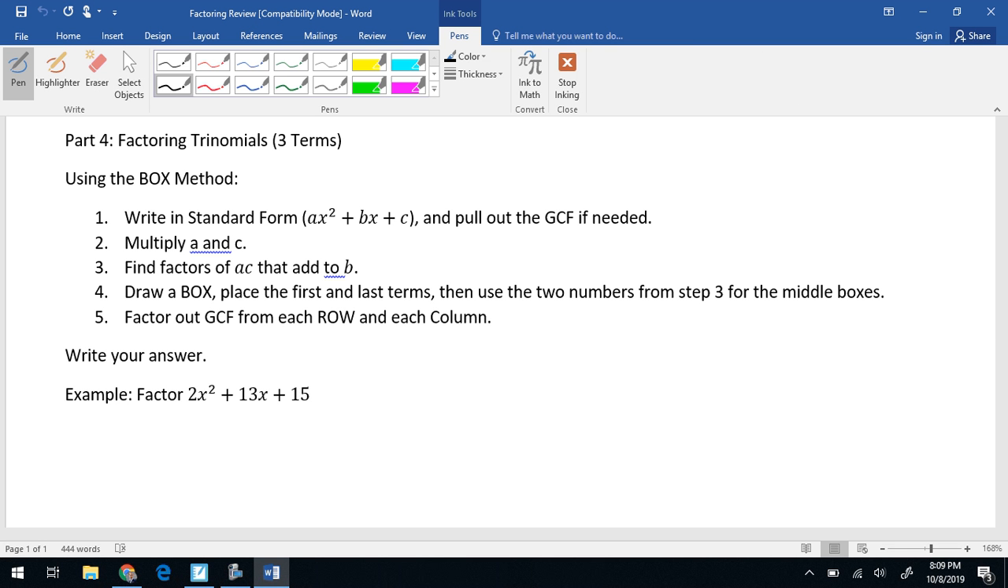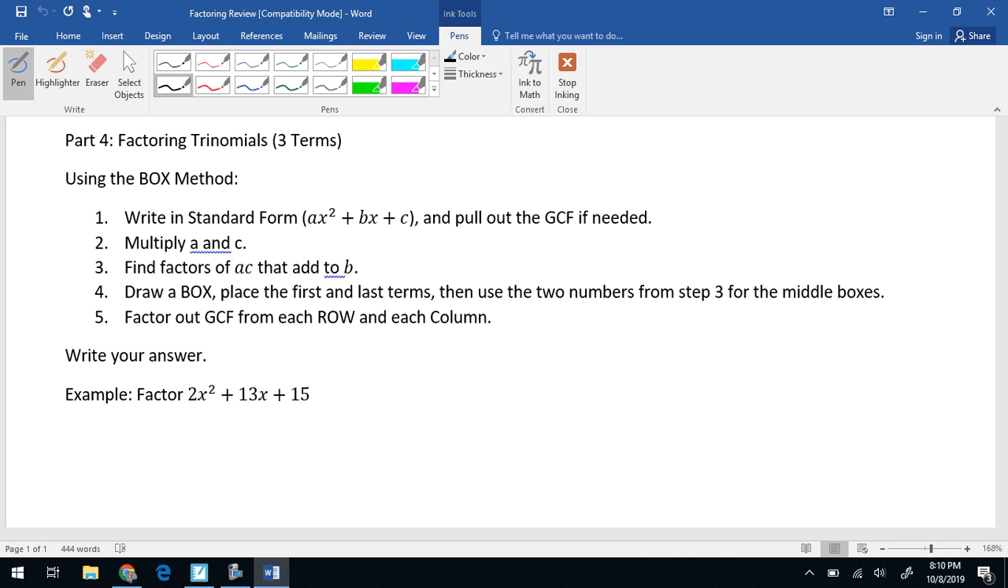So first you're going to be in standard form. All of my examples are already in standard form. You're going to multiply a times c, so that's your leading coefficient with your constant term. And then you're going to find factors of AC that add to B. Then you're going to draw the box, place the first and last terms in the first and last boxes, and then the two numbers that you picked in step 3, you're going to put in the middle boxes. And then you're going to factor by grouping.